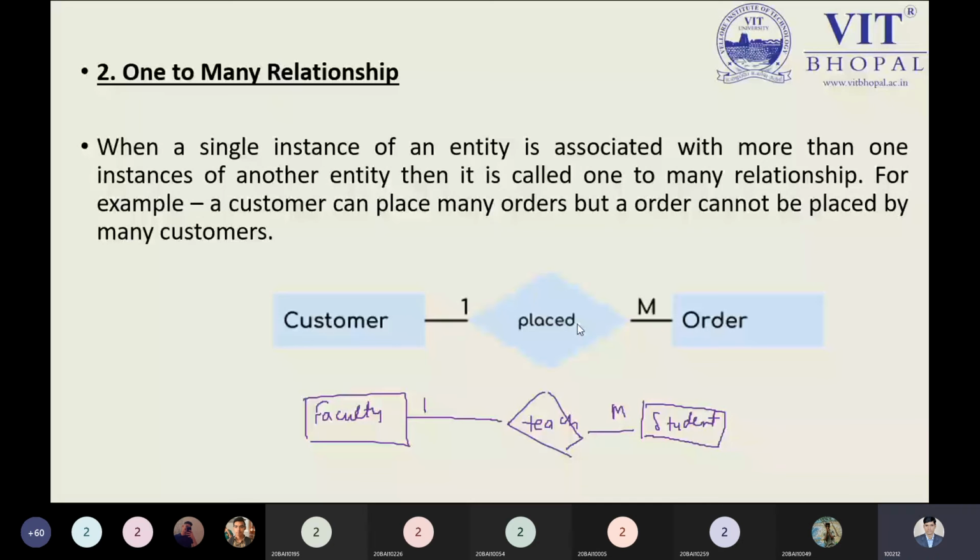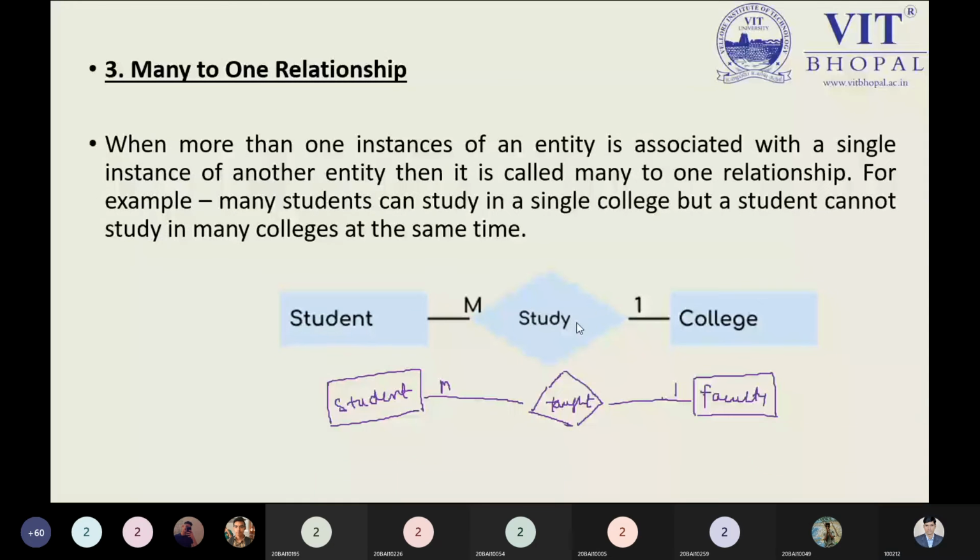Now many-to-one. A college can have many students. One faculty can teach many students. So many students are taught by one faculty. It depends on the direction from which you are reading. So this is a many-to-one relationship. And many students are studying in one college. That is a many-to-one relationship. That is a simple example.